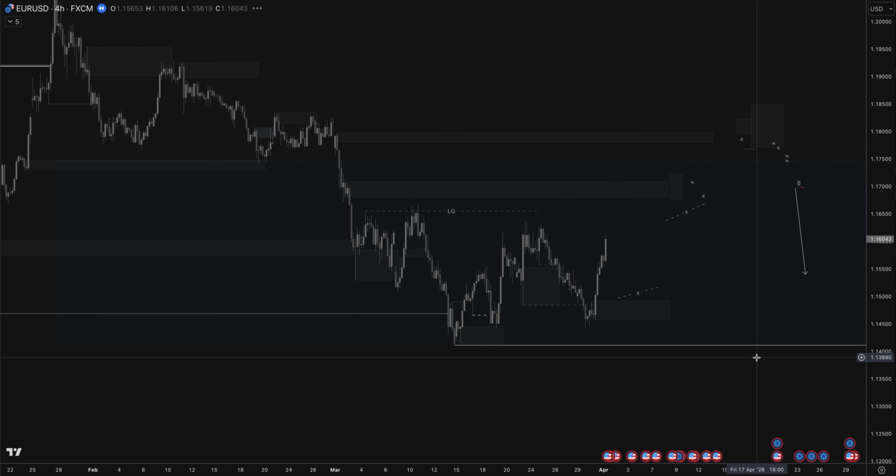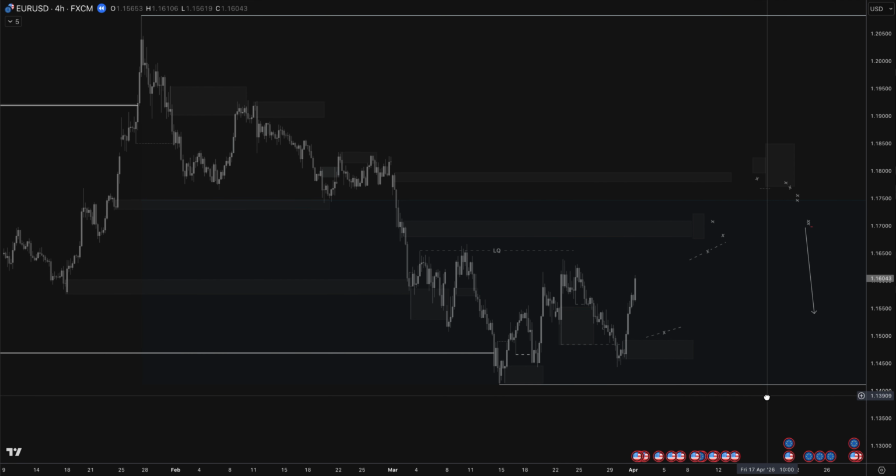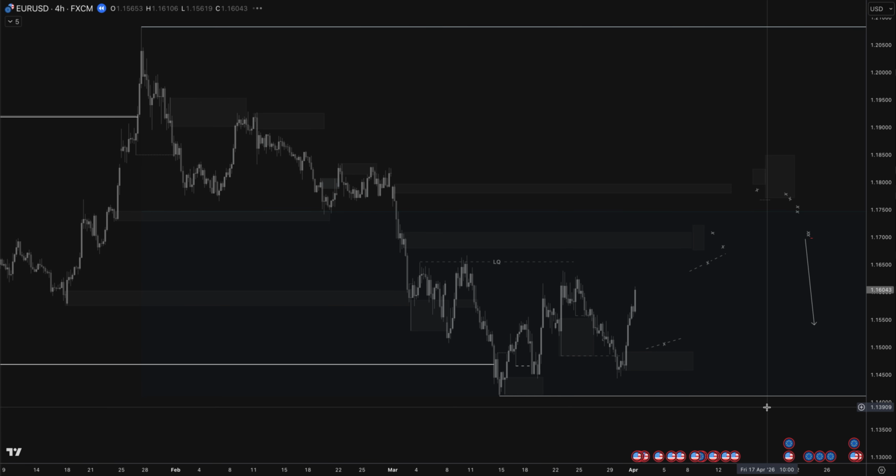So starting off with the EUR/USD trade, I always start on the 4-hour time frame to build my overall narrative and directional bias. So this is very simple, it doesn't need to be overcomplicated. What we could see is EUR/USD is in a clear downtrend. We have that break of structure.